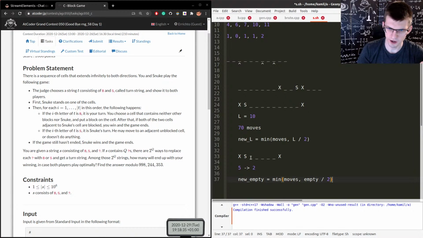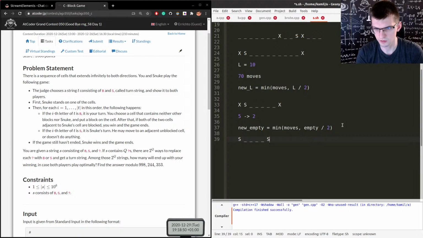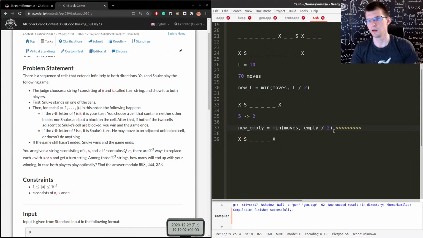Empty means how many empty cells there are not taken by Snook and my blocks in the interval where he can move. Does it work if the number of empty things is even instead of odd? In here he will move there. Number of empty will become 2. All right, yeah. This is the formula. Whenever empty becomes 0, I win.